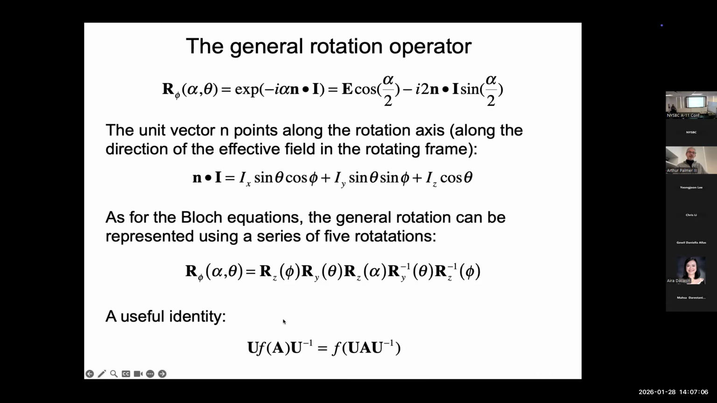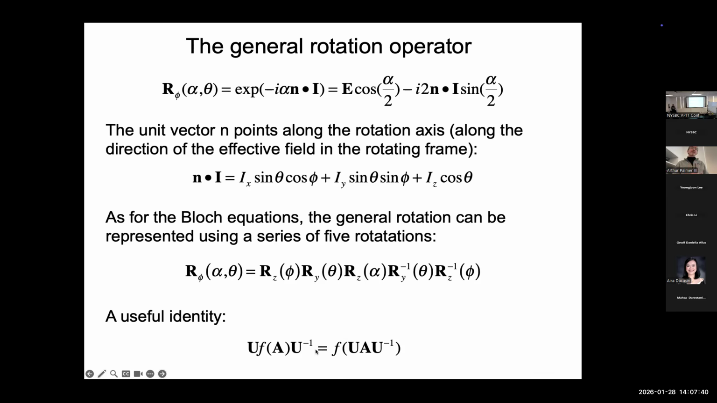And then this will come up later on if we have a well-behaved function, I'll leave that unspecified, of some operator A, and we transform, then that's the same as the function operating on the transformed operator. I'll leave aside for the time being what a well-behaved function is. But this is a very useful identity many times.